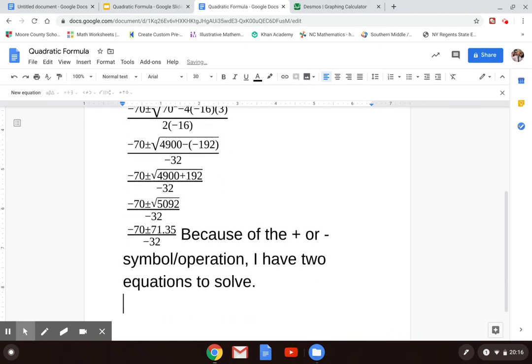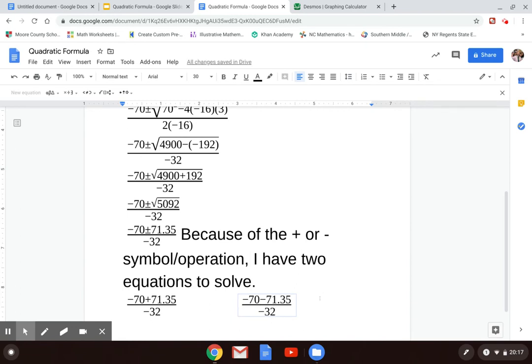Okay, so one of the equations is going to be negative 70 plus 71.35, and I need to make that a fraction. Bear with me. So I'm going to have negative 70 plus 71.35 divided by a negative 32. That's going to be one equation. And my other equation is going to be, because I also have a minus there, negative 70 minus 71.35 divided by a negative 32.